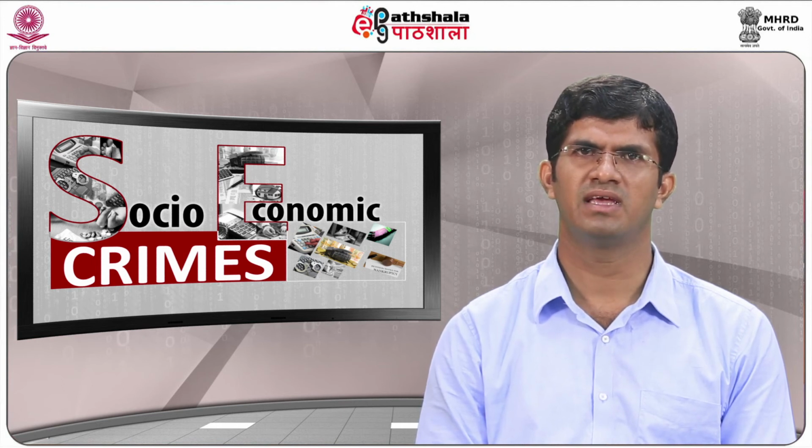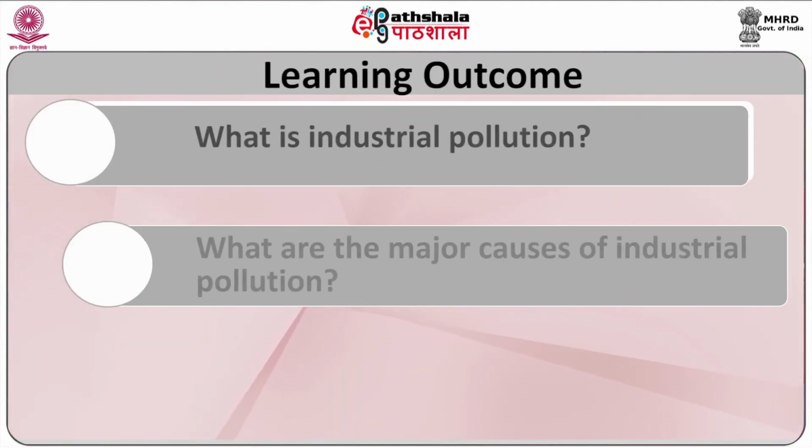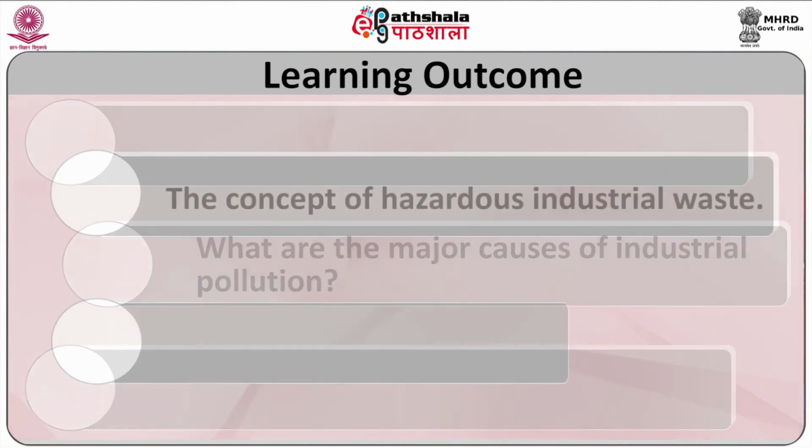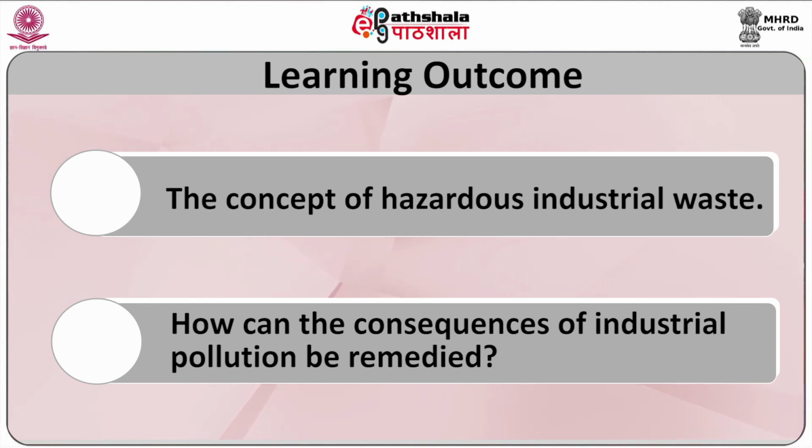This paper deals with the basic concept of industrial pollution and waste, its causes and consequences, and the steps that have been taken by the government to mitigate the damage caused by it. At the end of this paper, the reader will be able to answer what is industrial pollution, what are the major causes of industrial pollution, what are the effects of industrial contamination on the ecology, the concept of hazardous industrial waste, and how the consequences of industrial pollution can be remedied.